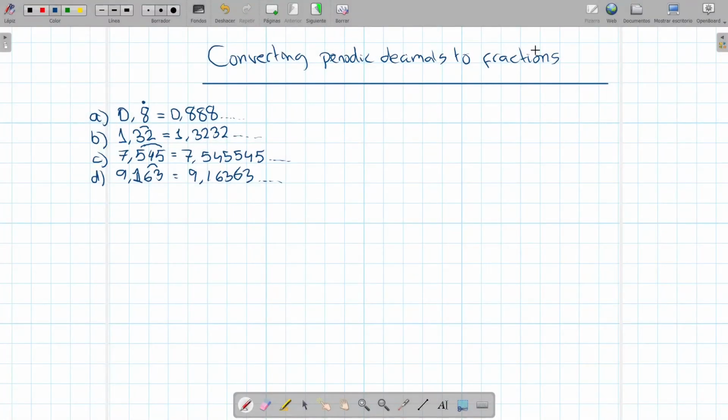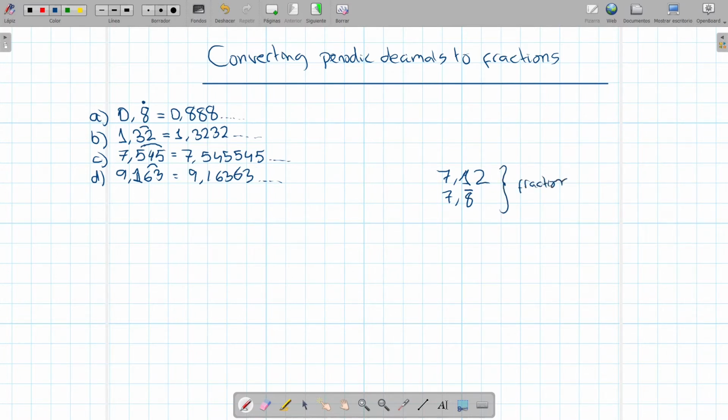Hello, today we're going to see how to convert periodic decimals to fractions. Remember that when you have normal decimal numbers, you have a fixed amount of digits. Then you have periodic decimals, where you have an infinite number of decimals, but it's something that is repeated. This too can be converted into fractions, both of them.